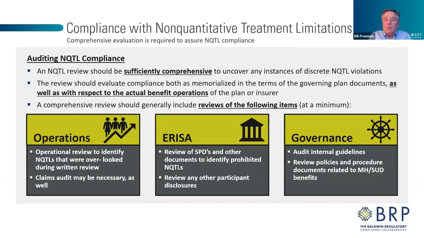So a comprehensive review would generally include your operations, to make sure that your claim process and payments don't apply any different types of limitations or requirements upon claimants seeking mental health benefits. You have to make sure that your plan documents are in concert under ERISA and they're up to date. And also make sure that all disclosures have been made to your plan participants. And then you have to review your policies and procedures and audit the internal guidelines of the plan to make sure you're in compliance with MHPAEA. Okay.